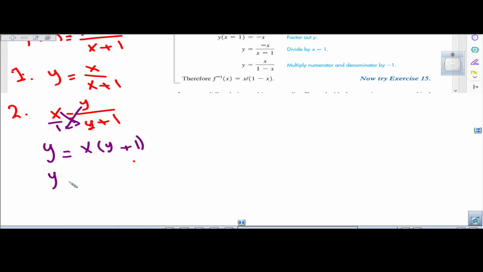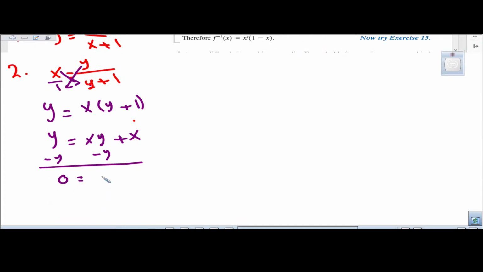Good. So now let's move on. I've got y equals x times y plus x. Okay, y equals that amount. So I'm going to subtract y from both sides. Subtract y, subtract y. This is going to give you a 0 equals xy. I'm basically trying to collect the y's on one side. You could say minus the y and then plus the x. Well, I only needed the y's on one side, so I'm going to subtract the x from both sides.